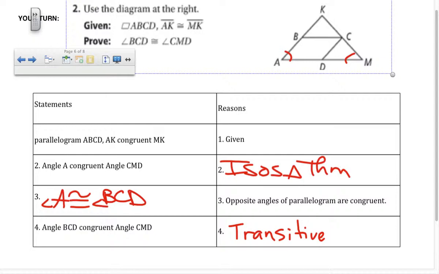Transitive property, again, says at its simplest, if A equals B and B equals C, then A equals C. Okay? So what you needed to observe in statements 2 and 3 is that angles CMD and BCD are both equal to A. Therefore, they're equal to each other. Okay, we have what we need from this screen.